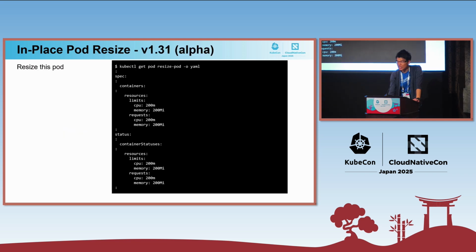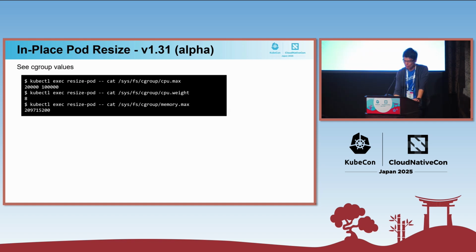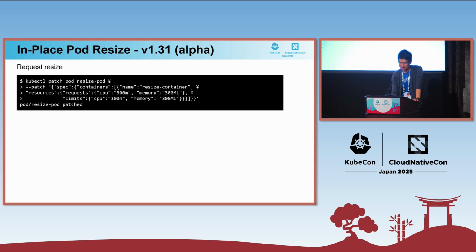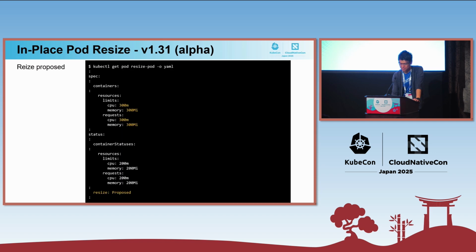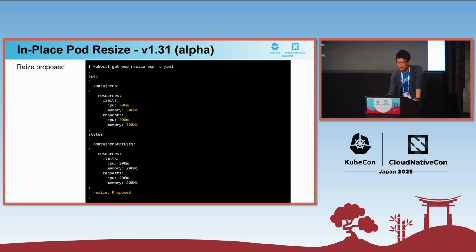So I'd like to explain how this feature was updated from alpha. First, I'm going to show how it worked in alpha by resizing this sample pod. We can see the resource limits and requests are configured in cgroups. Now we are requesting the resize by sending a patch to container resources. The progress can be observed in resize status.